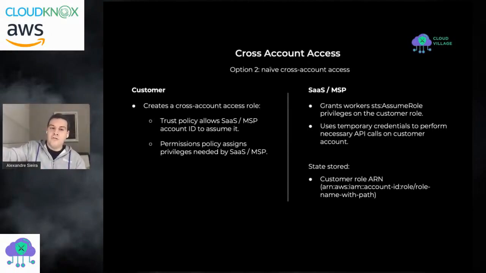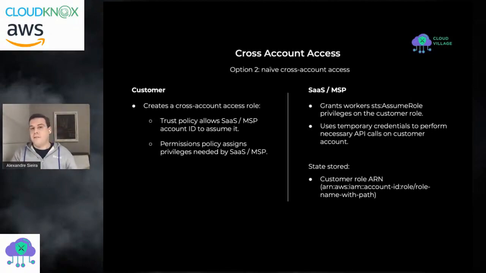It's up to the vendor to control who inside their account gets the STS assume role privileges to assume the role. As far as the customer is concerned, they're trusting the entire SaaS vendor account. They have to trust an account ID, right? So they create a role, they set up a trust policy saying, I trust this vendor's account, and then they assign the privileges to that role using the permissions policy that the vendor needs to perform their work.